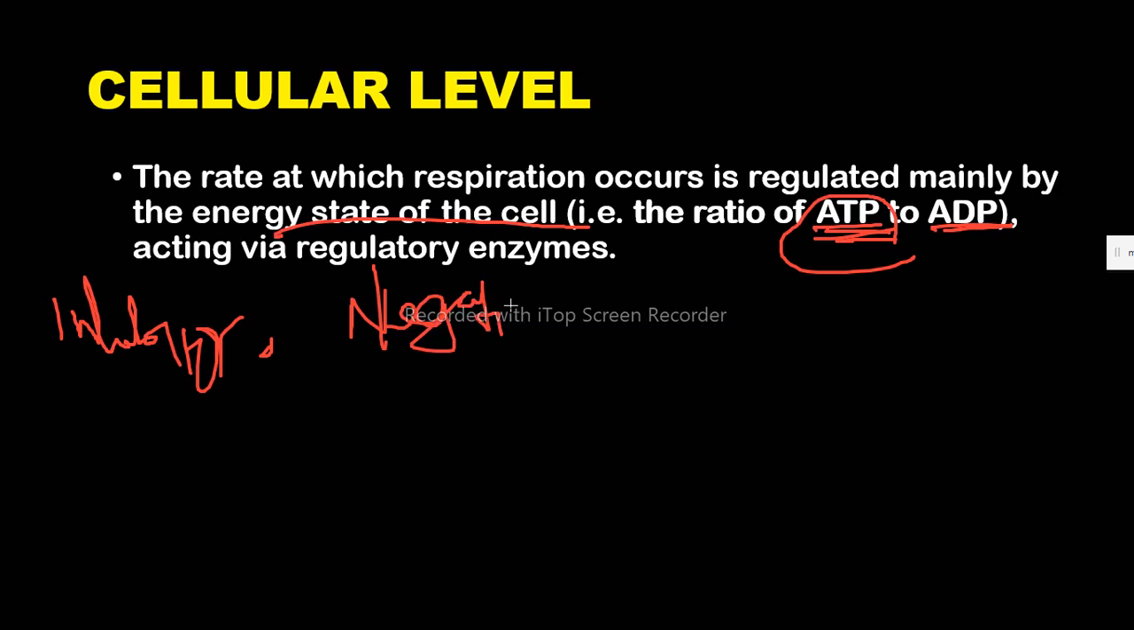So can somebody prepare to tell us what this means? How is ATP production going to affect the rate of respiration? And what is a negative feedback pathway? Can somebody give it a shot?